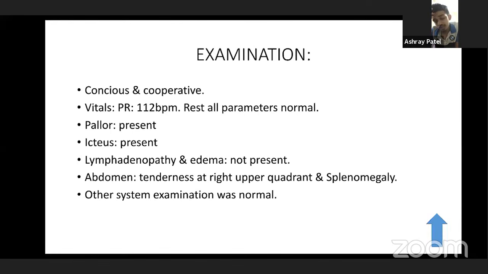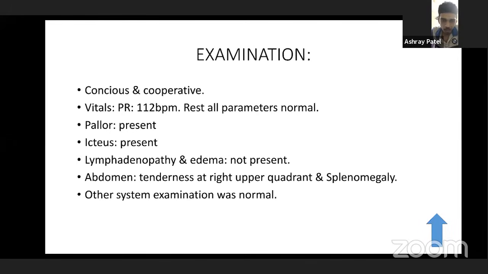Now what can you infer from the examination findings? So that, as there is hemolytic anemia, there is pallor and icterus, and splenomegaly can be the cause of increased hemolysis. Okay, fine. Which type of hemolysis can you infer from this? Extravascular hemolysis. Okay, fine. Extravascular hemolysis you are telling.